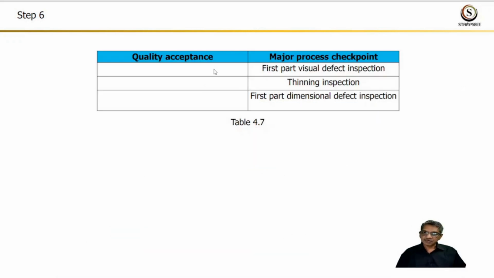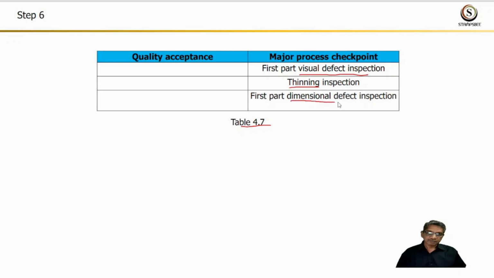Process step 6 is quality acceptance. Table 4.7 shows the major process checkpoint such as visual defect inspection. First part should be inspected for visual defects like wrinkles, crack, thinning, skid line, shock lines. In session number 5, we are going to understand all these defects in detail. Next point is thinning. First part should be inspected for the thinning percentage with reference to the percentage given in control plan.